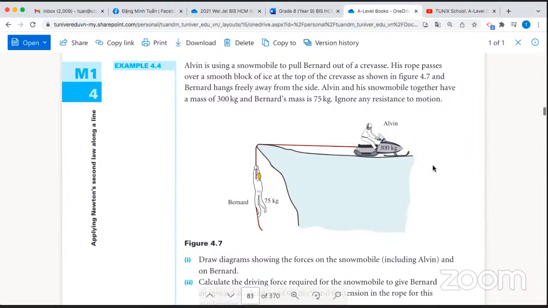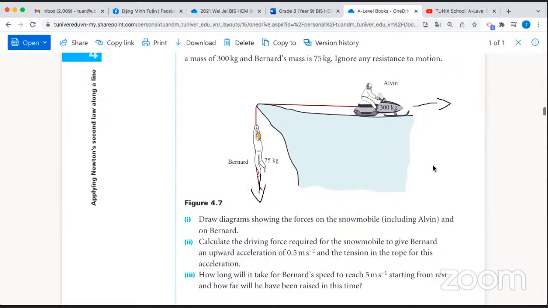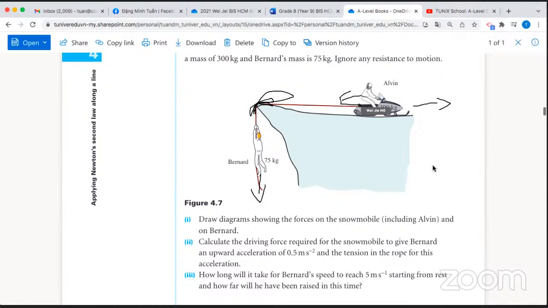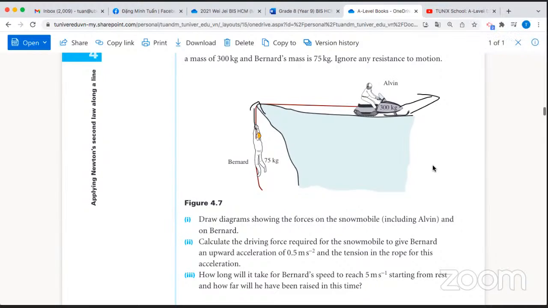Now the diagram shows the forces on a snowmobile, including our view and the object. So for each one you must show the forces. There's tension between this part, and there's a bit of tension between the ice. But then we ignore the resistance. So here, reaction force on our view also. But you have to ignore resistance too.